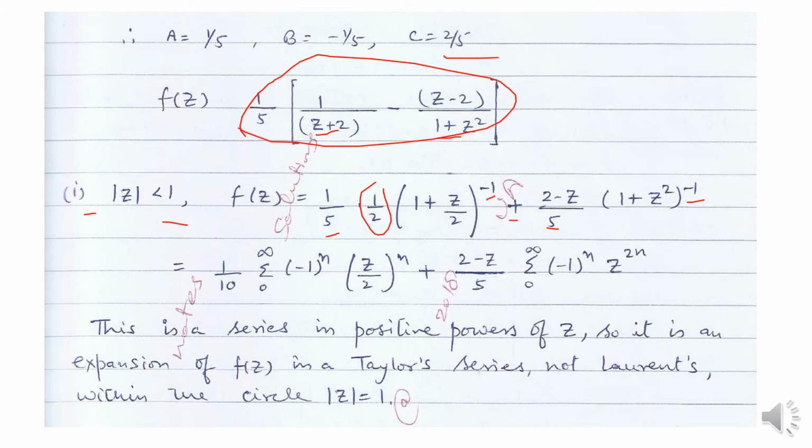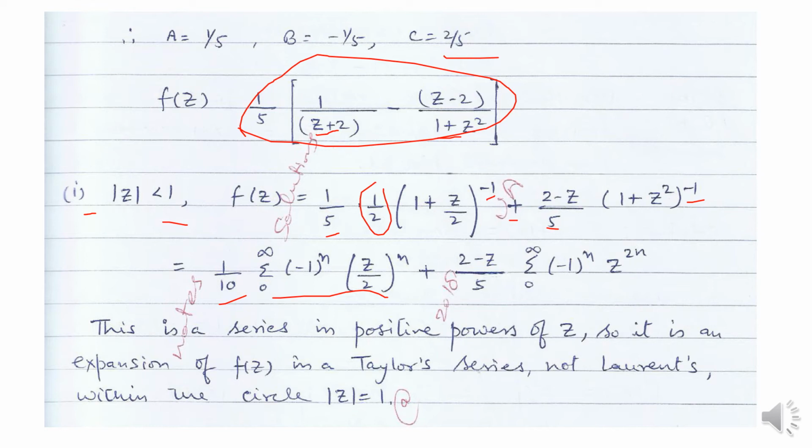So we can apply binomial expansion and we can see first term is 1 upon 10, that is 5 into 2 is 10, and nth term can be written for 1 plus z to the power minus 1 as sigma n is 0 to infinity (minus 1) to the power n (z upon 2) to the power n. Now we come to second term, this is (2 minus z) upon 5, and sigma from 0 to infinity (minus 1) to the power n z to the power 2n, because here we have z square.